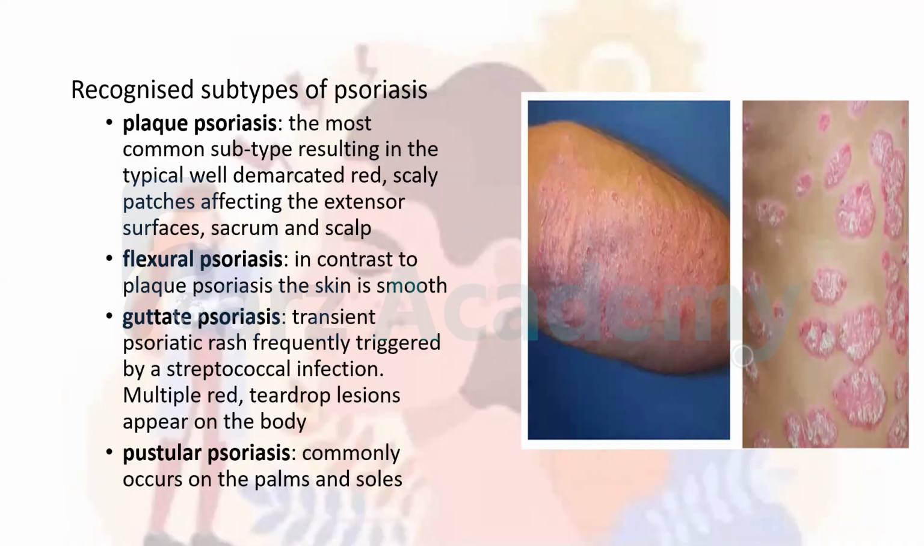Next is flexural psoriasis. This is usually not a scaly lesion. These are usually smooth lesions. Okay, these are all variants of psoriasis that you can see. Next is guttate psoriasis. Here a transient psoriatic rash, which is frequently triggered by a streptococcal infection, is seen. These rashes are teardrop-shaped, red lesions, and can appear anywhere on the body. Next is pustular psoriasis. This is commonly seen over the palms and soles.